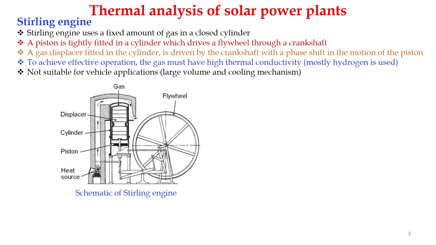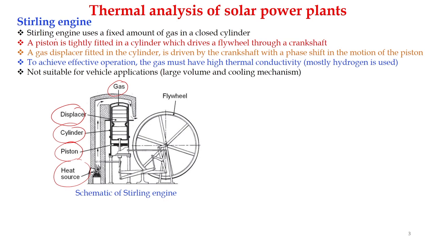This Stirling engine was developed and patented in 1816 by Robert Stirling. As you can see, the components are, primarily, a heat source, then we need a piston, cylinder, displacer, and a highly conducting gas. Of course, we need a flywheel to rotate the device so that it can be connected to the generator to produce electricity.